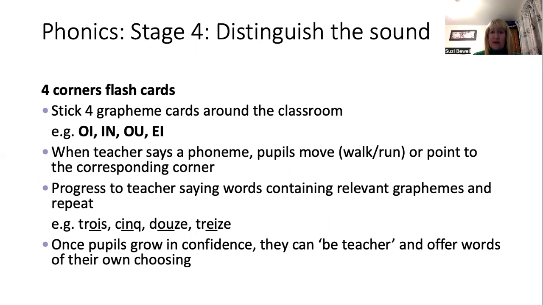And when I say a phoneme, the pupils move, and it could be walking or running, depending on the space, or they could just simply point to the corresponding corner. You could then progress to the teacher saying words containing the relevant graphemes and repeat. So it could be numbers, for example, which I know I've been doing recently with my Year 3 learners. Trois, cinq, douze, treize. And again, they would go to the corresponding corner.